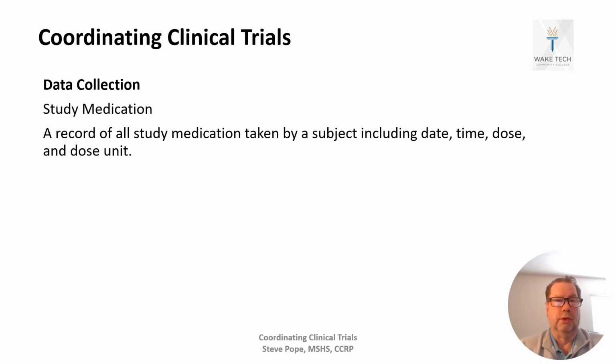So you're also going to record the study medication, which is the investigational product that you're studying in your trial. This is going to be recorded for all study medication taken by the subject, and it's going to include the date, time, and dose unit. These are going to be entered on the investigational product accountability pages. Now you're also going to collect this in your source documents because this is going to be a critical piece of data that the monitor is going to want to see when they come out for a monitoring visit.